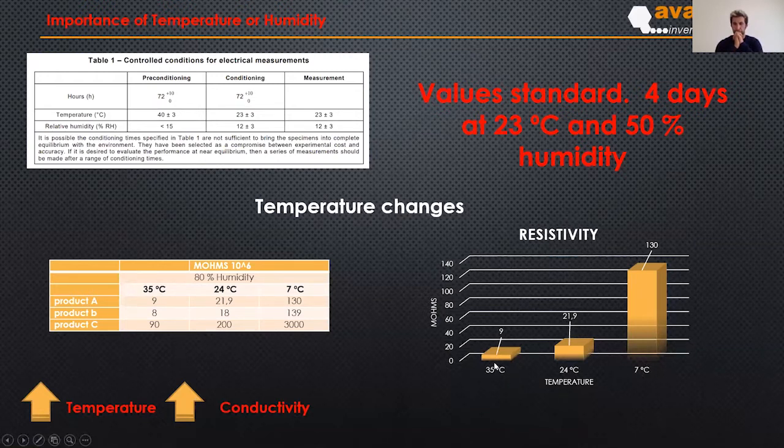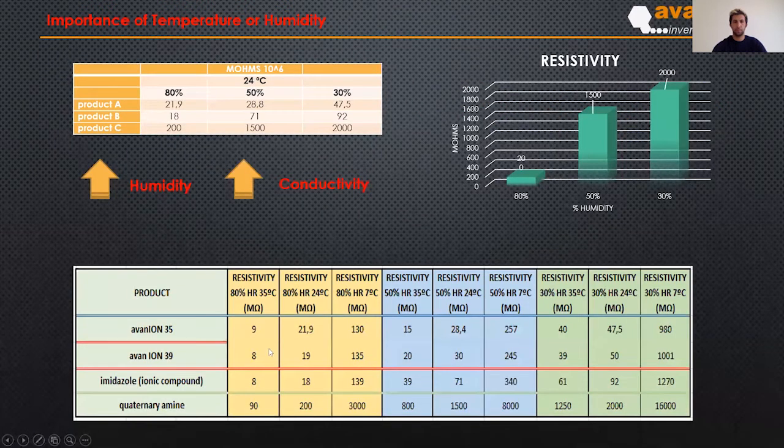At 35 degrees, the resistivity that this specimen shows is 9 megaohms, sorry. And at 7 degrees, at low temperature, the resistivity goes to 130. This is extremely important because it is 2 scales more. As mentioned, more temperature, more conductivity.